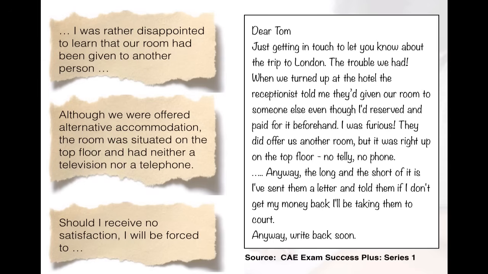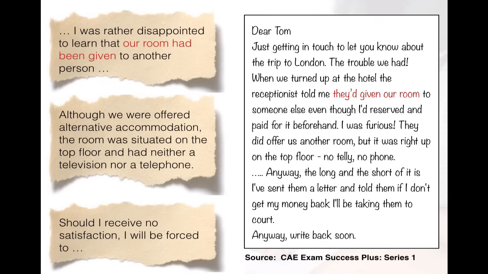Let's try and identify some of the features of formal English that we often find in formal letters. Here you'll see an informal letter on the right of the screen, and on the left extracts taken from a formal letter of complaint on the same subject. Read through the letter and the extracts and find any language items that are formal and informal equivalents. For example, "I was rather disappointed" is a formal way of saying "I was furious." Pause the video now and see how many more formal and informal equivalent items you can find.